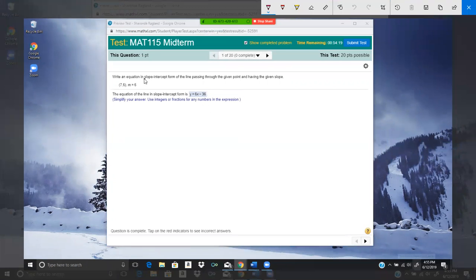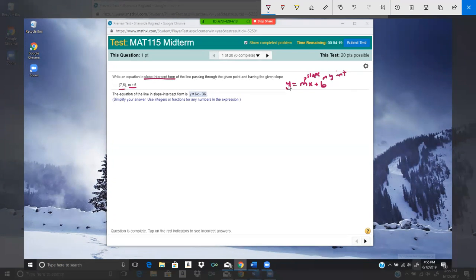So first of all, what's the slope-intercept form? The slope-intercept form is y is equal to mx plus b, where m is your slope and b is your y-intercept. It says write an equation in this form of the line passing through the given point and having the given slope. So here we have the slope and we have a point. But we need to put it in this form.